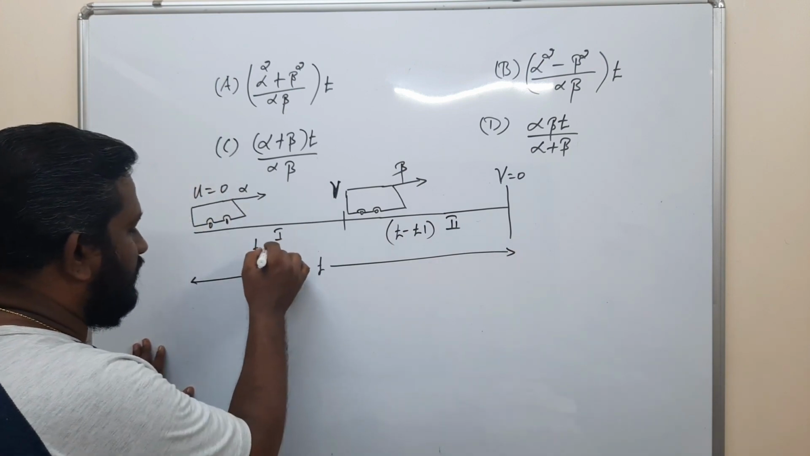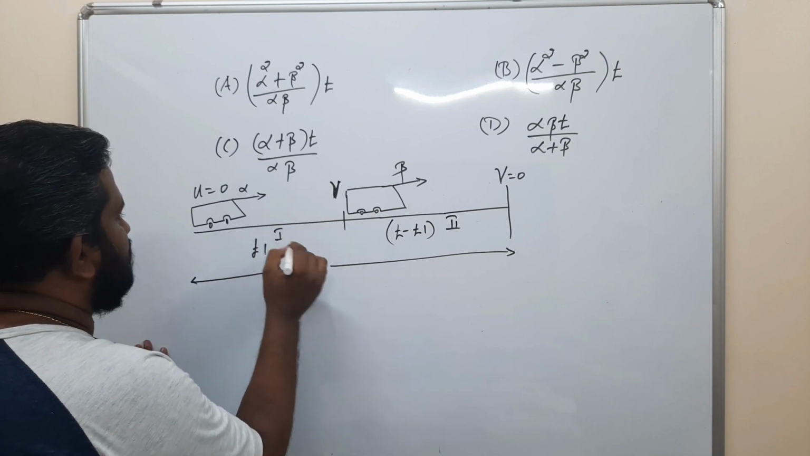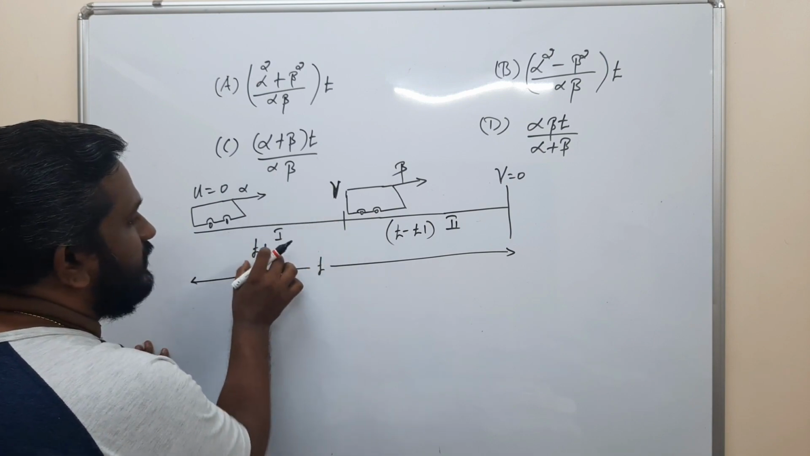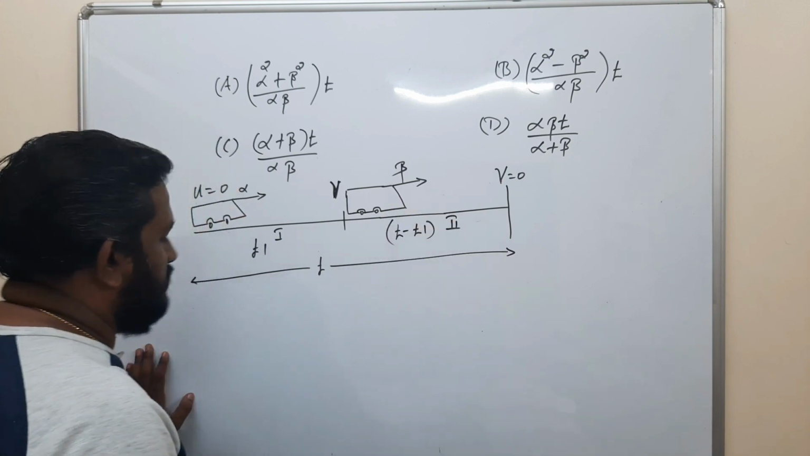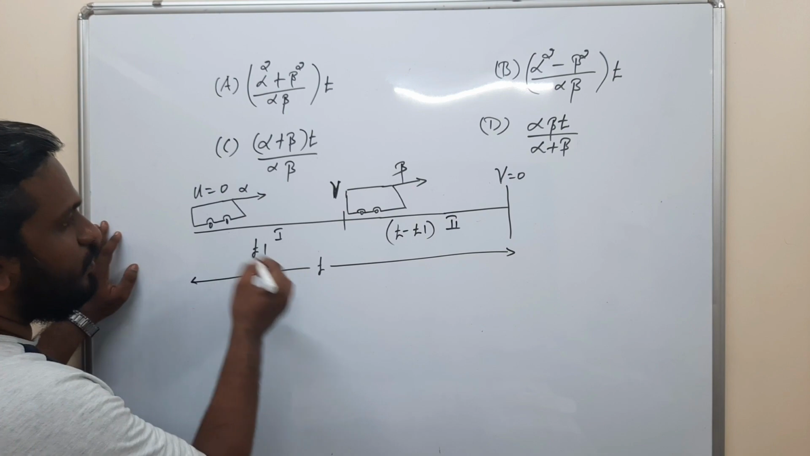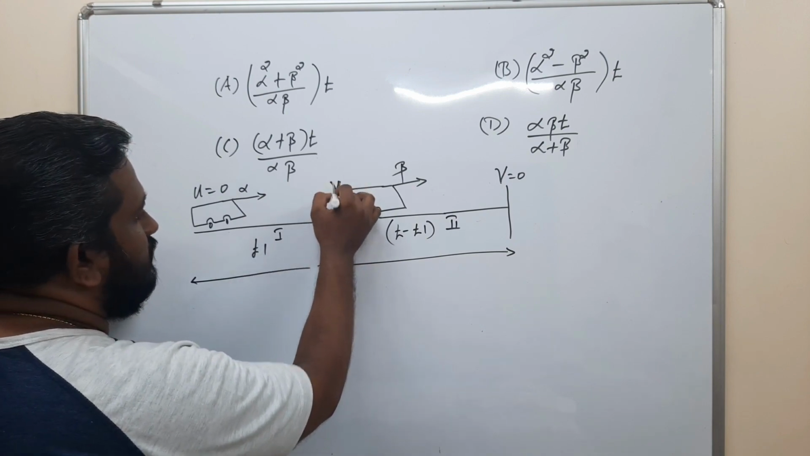I am taking the time for the first part of the motion as t1. So what is the time taken for the second part of the motion? That is t minus t1. We have to find this maximum velocity v.